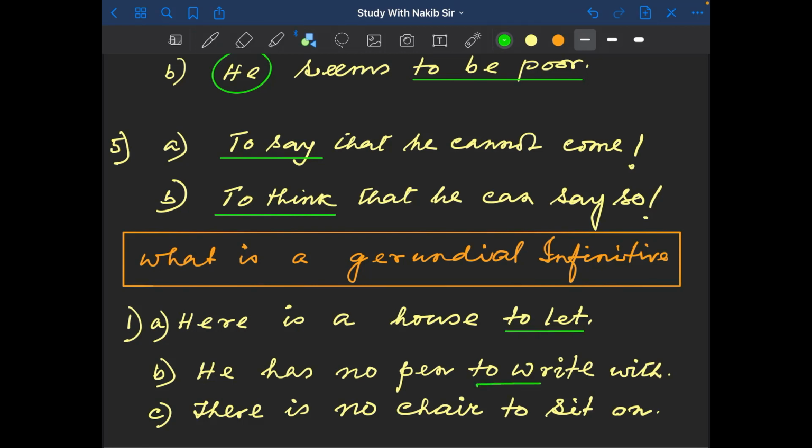To let, to write, to sit. These are the infinitives and they are working here as adjectives, qualifying. The first one is qualifying the noun house. What type of house? The house to let. The next one, the pen. What type of pen? The pen to write with. Next one, what type of chair? The chair to sit on. So these are the examples of the gerundial infinitive used in a sentence as an adjective.